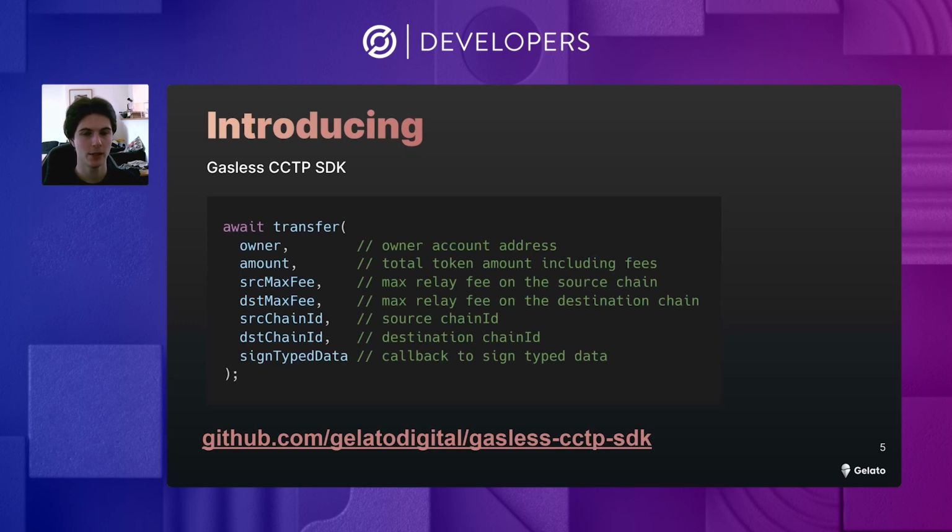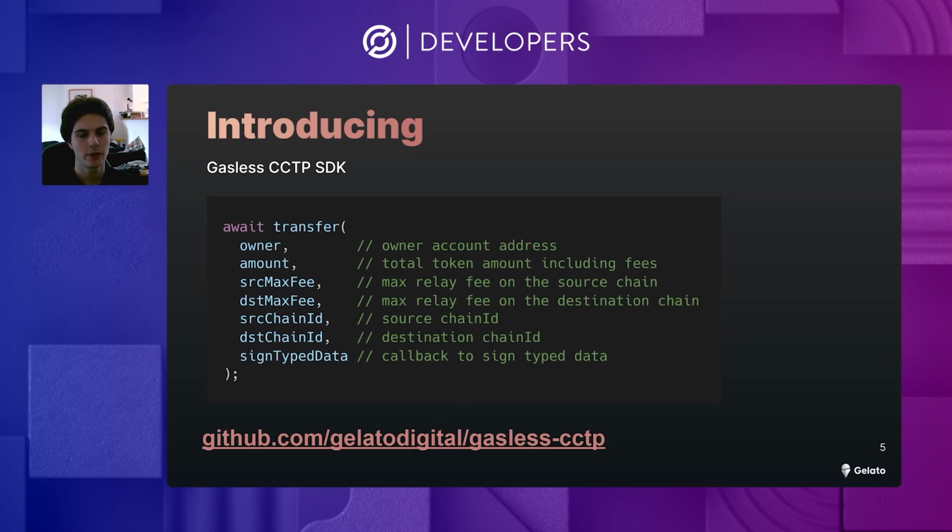An example of this could be an NFT marketplace on Avalanche, which wants to support USDC payment from Polygon or Ethereum or Arbitrum, all whilst remaining Avalanche native. And this SDK is available on GitHub at github.com/gelato-digital/gasless-cctp-SDK. Implementation is as simple as importing the SDK and calling transfer.